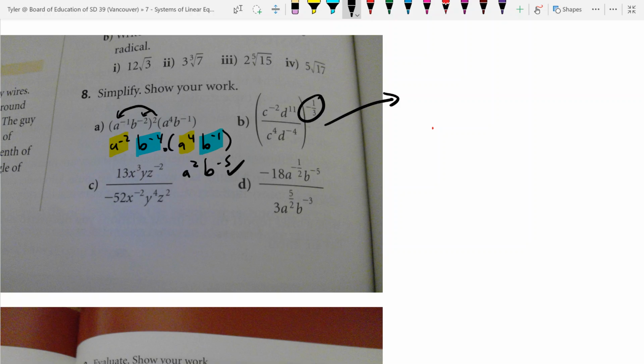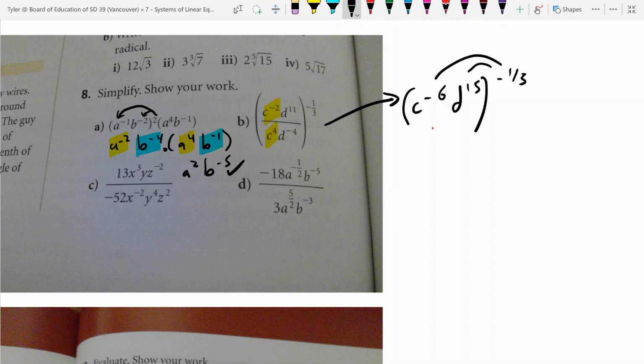I am not going to apply this exponent first. I'm going to simplify by subtracting, by doing the division first. So we do c squared, negative 2 minus 4 because it's division. So it's going to be c to the negative 6. The d's are going to change into d to the 15 because when you subtract the negative, it's like adding, so it becomes d to the 15. All of that's still to the power of negative 1 over 3.